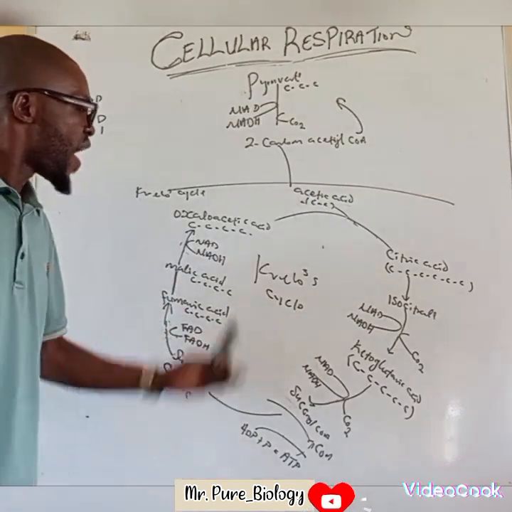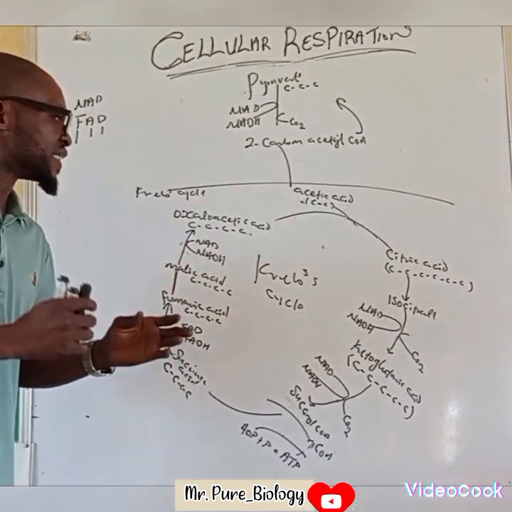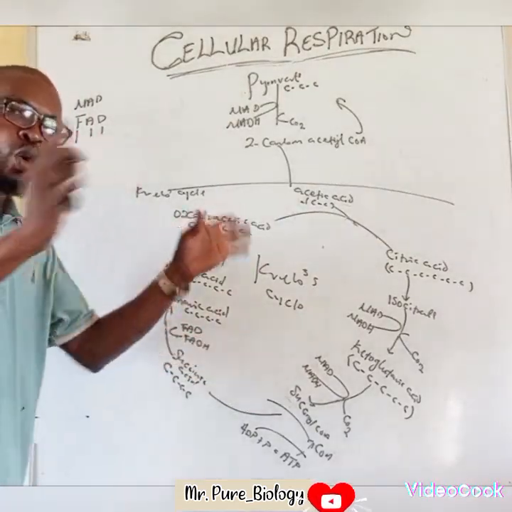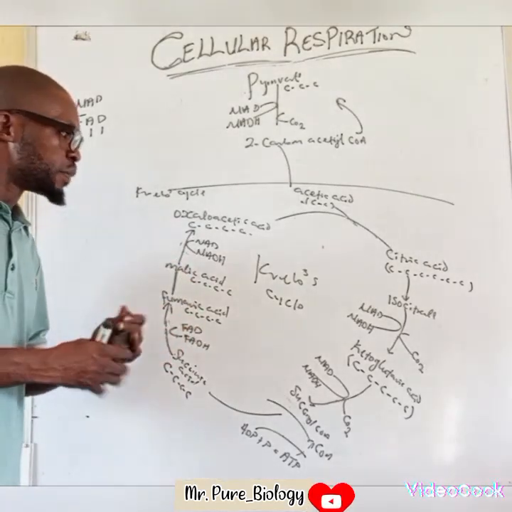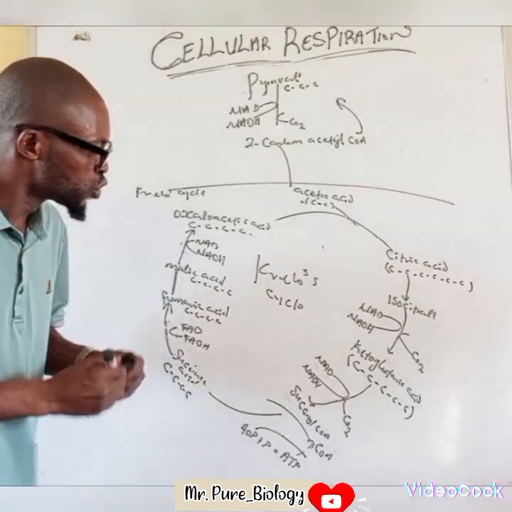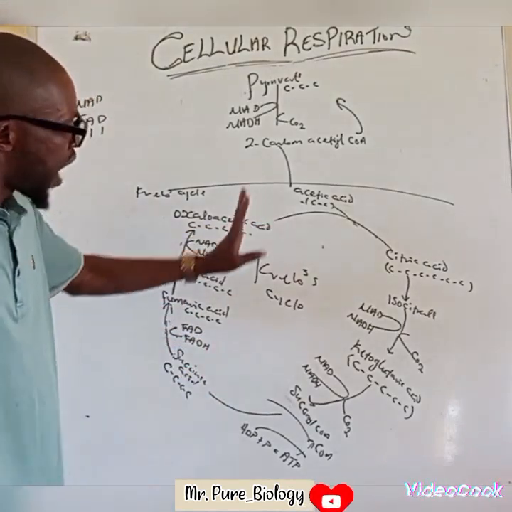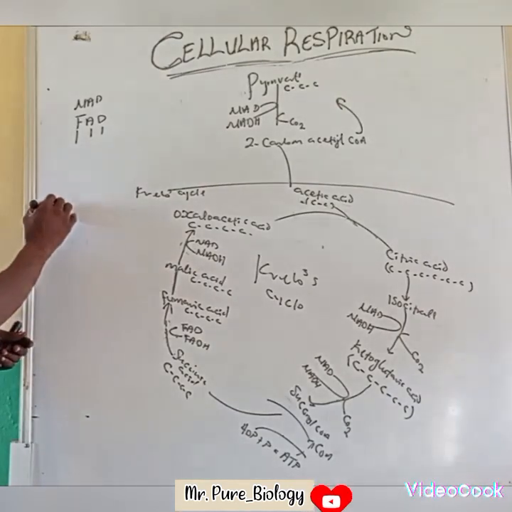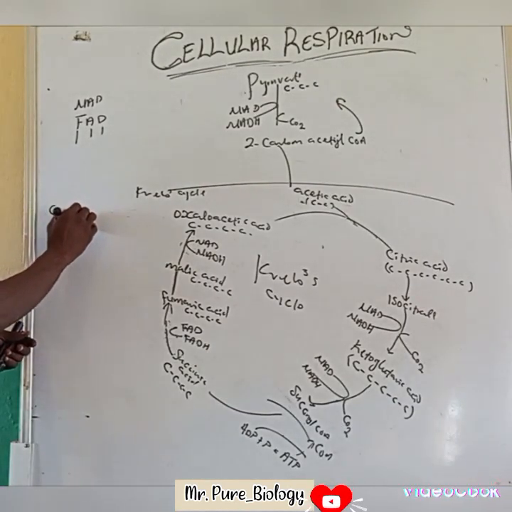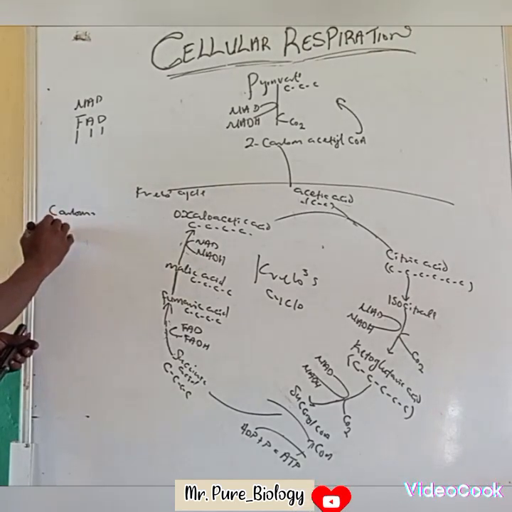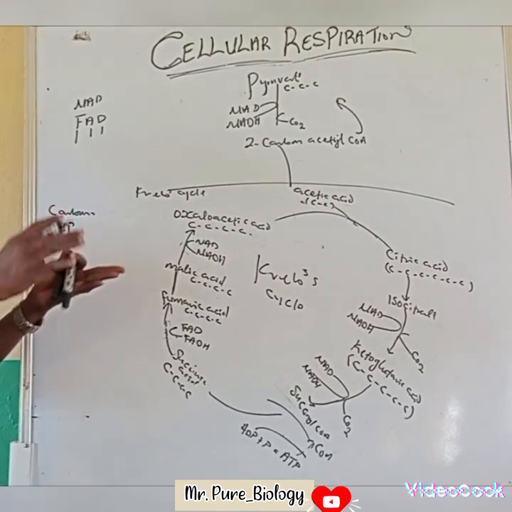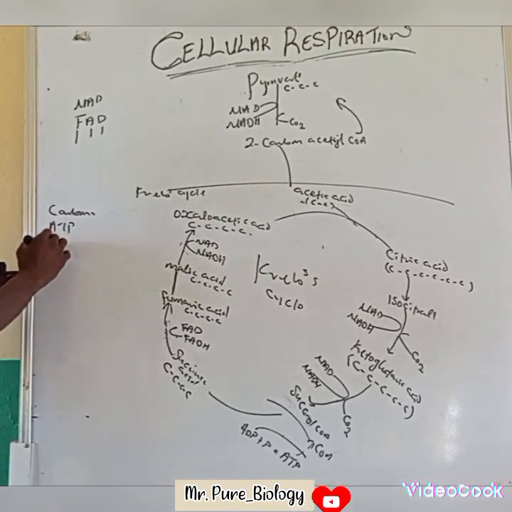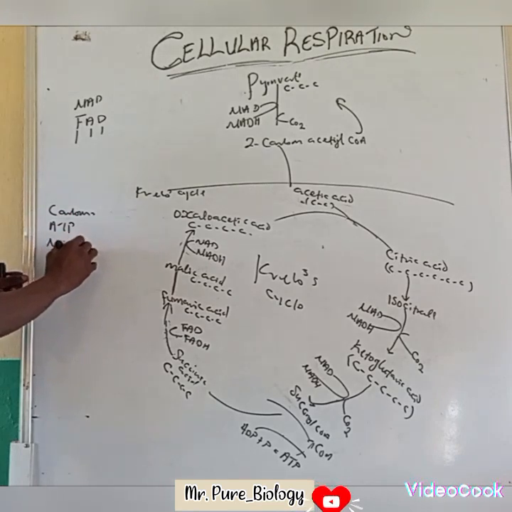Now, for every molecule of pyruvate that enters into the mitochondria, what will be the product? Let's count our products now. How many carbon dioxide do we have, or let's say how many carbons in the form of carbon dioxide, how many ATP in the form of our energy, and how many NADH and FADH are generated.